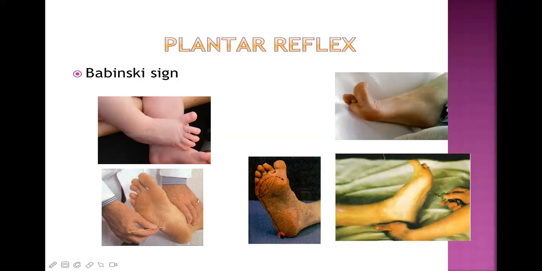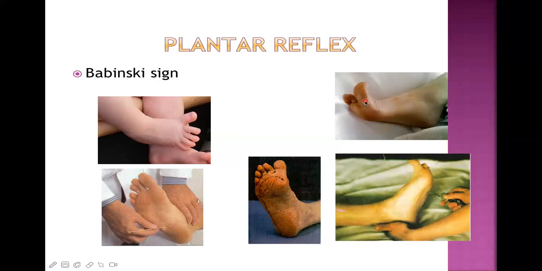It is started from here, from the lateral side of the sole, then when we reach the ball of the toes, it will go medially. This is the way. Now you have to see the response. Normally in healthy people, the great toe goes towards the ground and the other toes are also coming together. But in case of upper motor neuron lesion, look what happens.